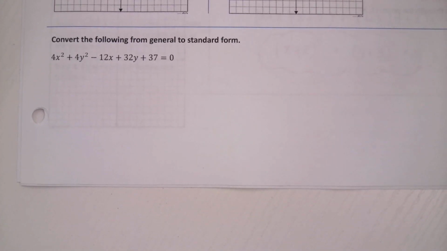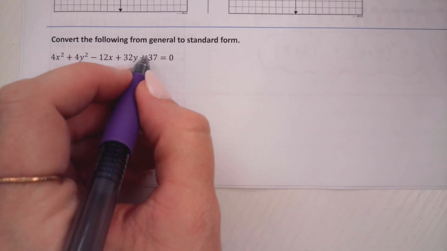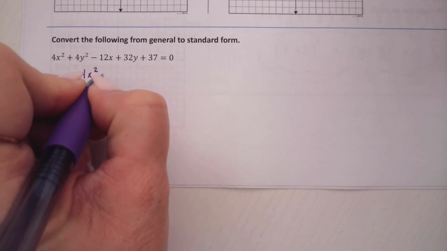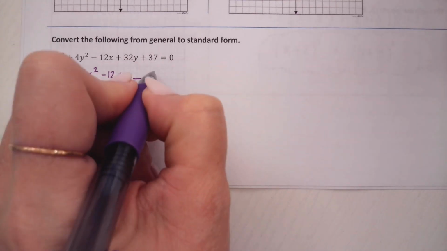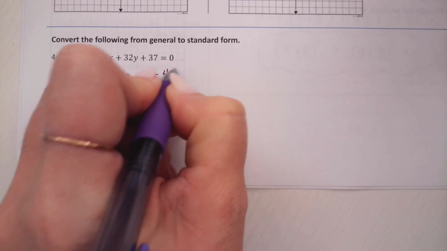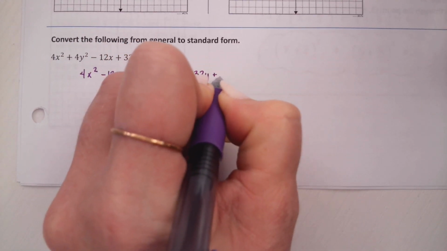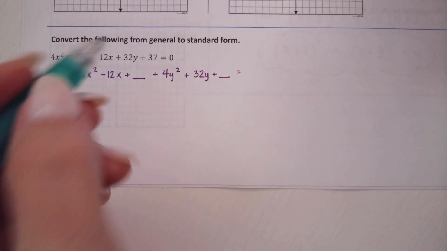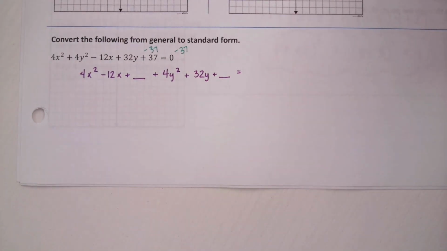Group the x's together, group the y's together, move the constant to the other side. 4x squared minus 12x plus the unknown. And then we'll have our 4y squared plus 32y plus the unknown, equals, and if we take that 37 and move it to the other side, we'll have a negative 37.